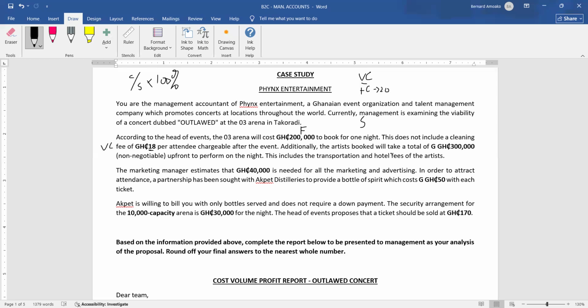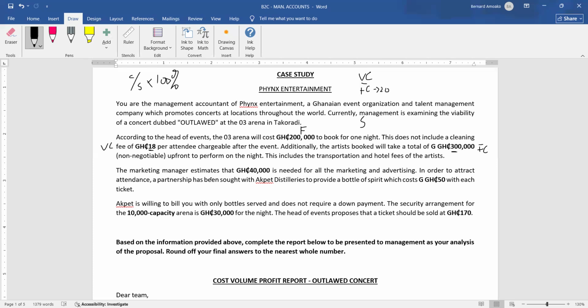Additionally, the artist booked will take a total of 300,000 upfront, non-negotiable. What can you say about the 300,000? It's fixed. It says it's non-negotiable. Fixed. Thank you. So we are just writing the items down.